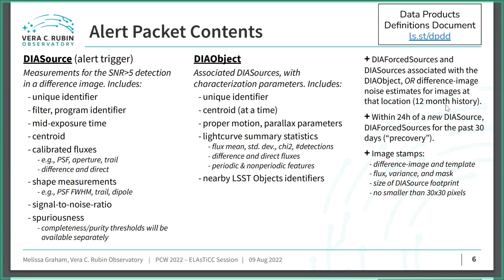I just want to make sure I understand the alert packet contents. So a DIA object can contain multiple DIA sources, and a DIA source might be a supernova, and a DIA object, for example, could be a host galaxy. Not quite. A DIA source would be a detection of the supernova. The DIA object would be all of the detections of the supernova. Oh, okay. So the object is that point on the sky, and the sources are all the individual detections. You could think of it as points on the light curve. Got it. Thank you.